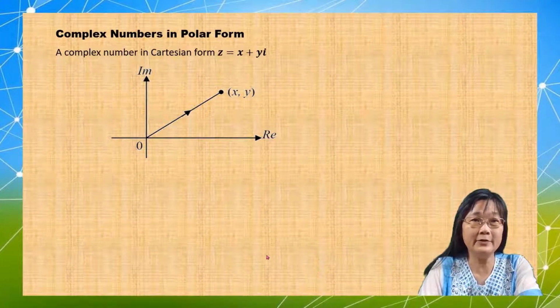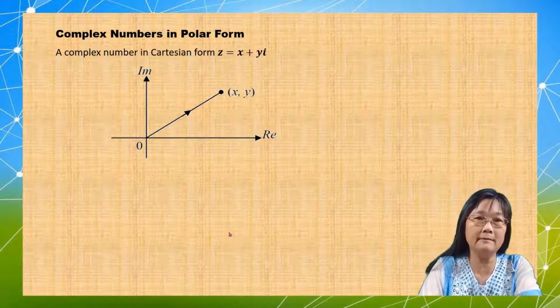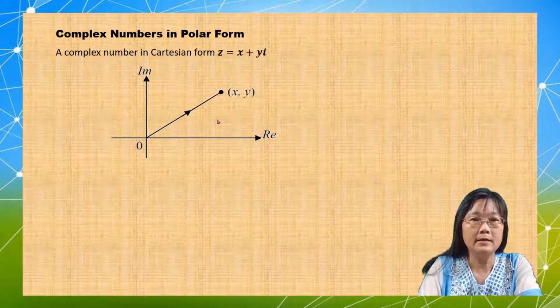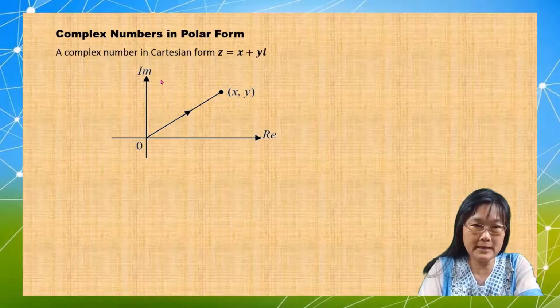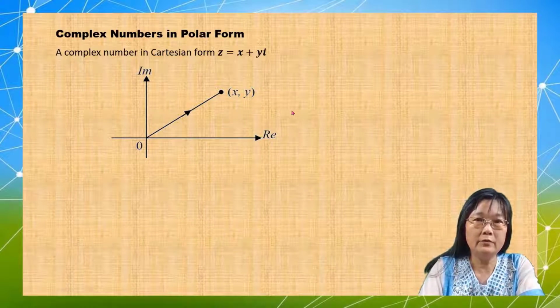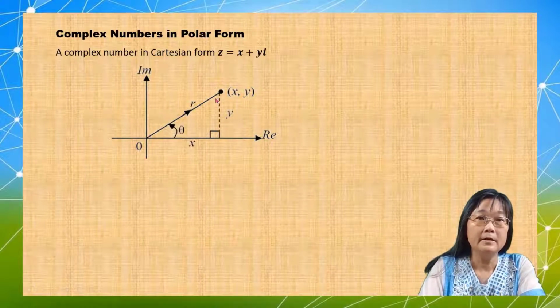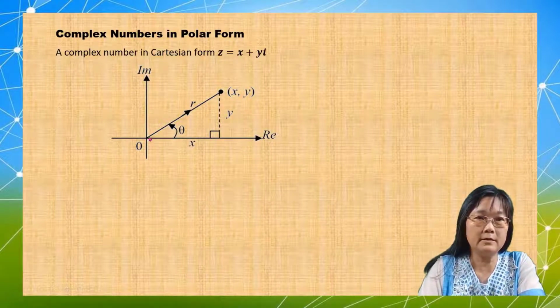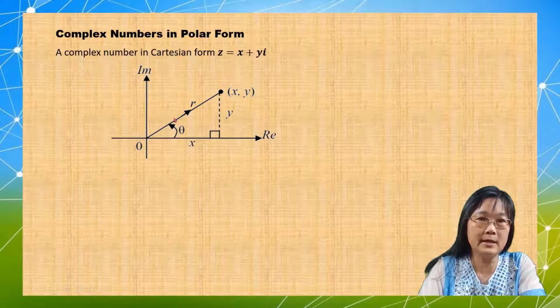In this video, I'm going to talk about complex numbers in polar form. A complex number in Cartesian form z equals x plus yi can be represented by using an Argand diagram. Now when we look at this Argand diagram, the distance from the complex number to the origin we label as r. And from this coordinate, we know that this is x and this is y. And theta is the angle between the real axis and r.